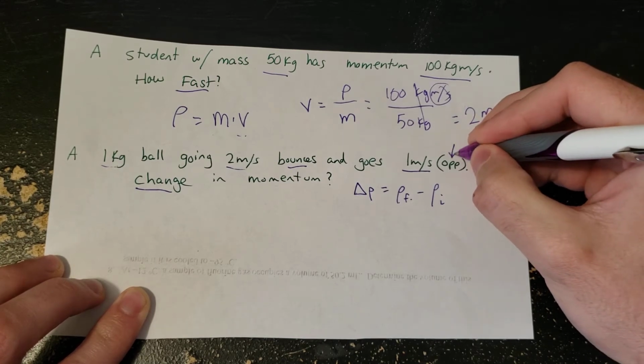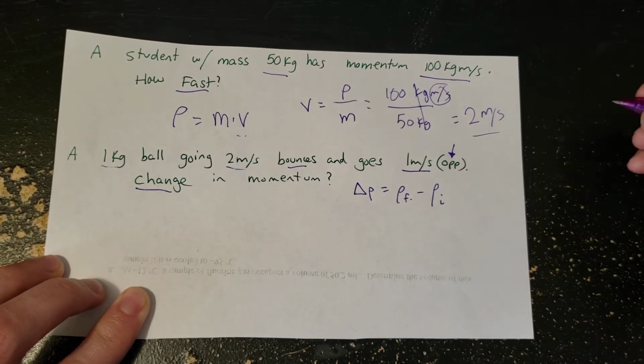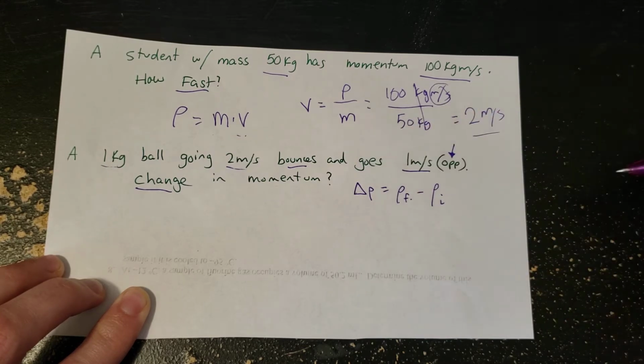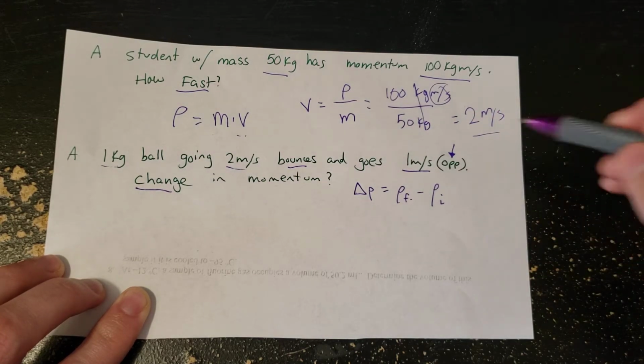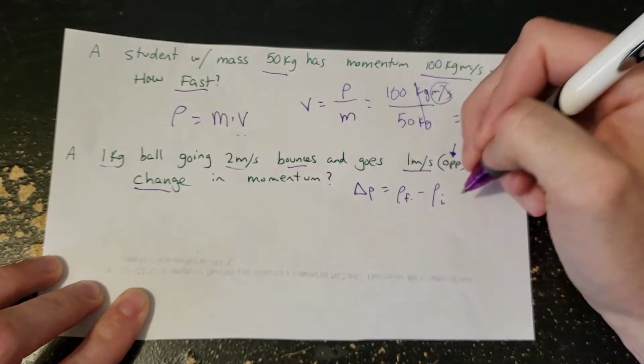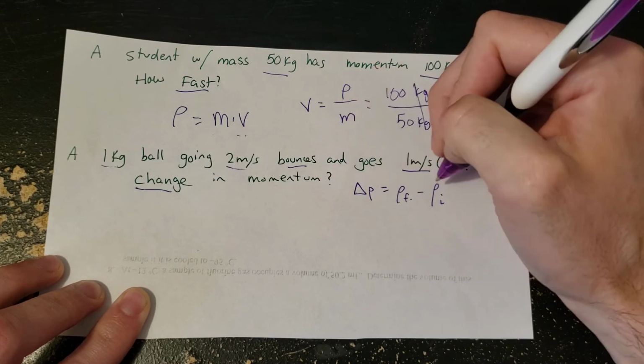And an important thing to remember is that's going to be in the opposite direction. And we need to indicate the opposite with an opposite sign, positive versus negative, because momentum is a vector. So it's very important that we have those signs. So let's do the final and the initial.